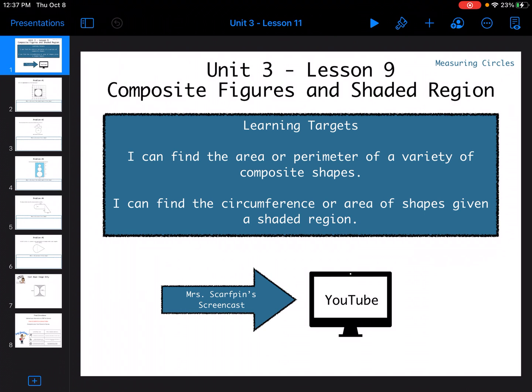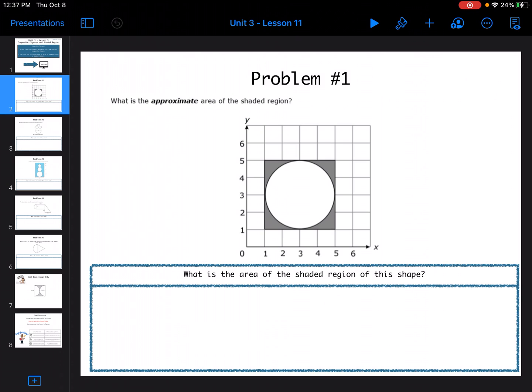Unit 3, Lesson 9, so we're doing a mixture of composite and shaded regions, so composite figures and shaded regions. I can find the area and perimeter of a variety of composite shapes. I can find the circumference and area of shapes given a shaded region.